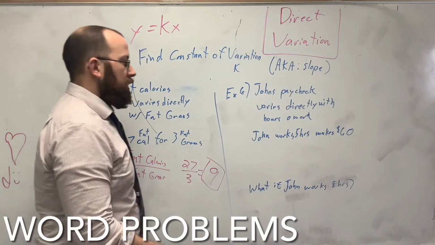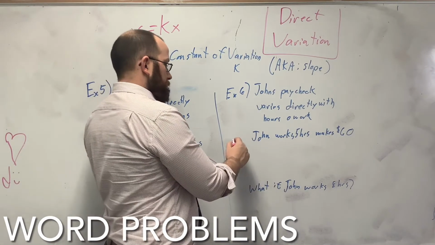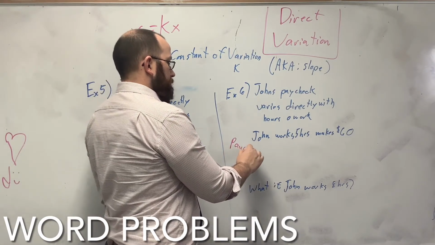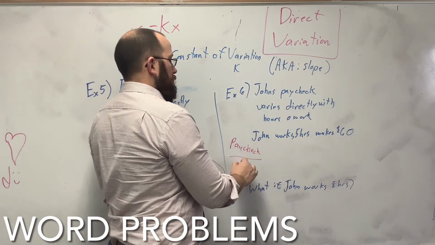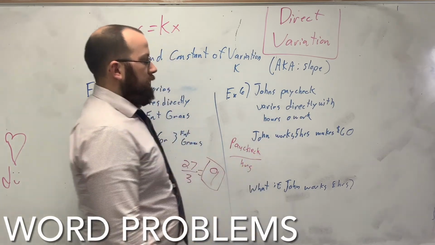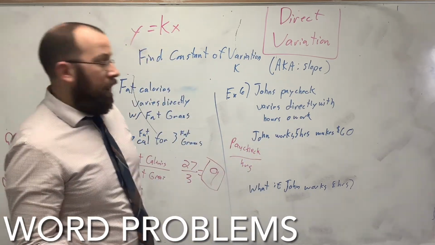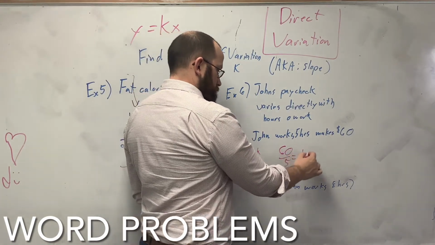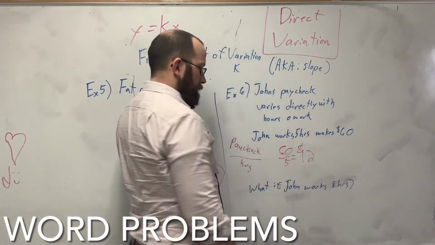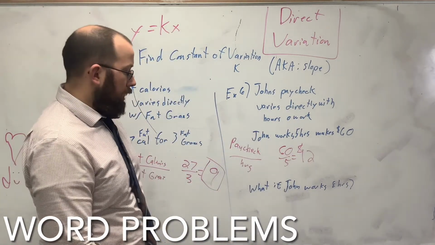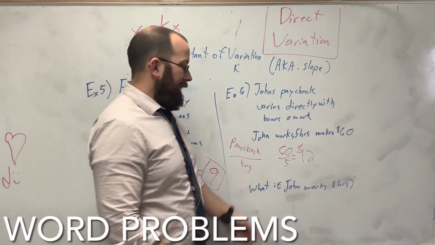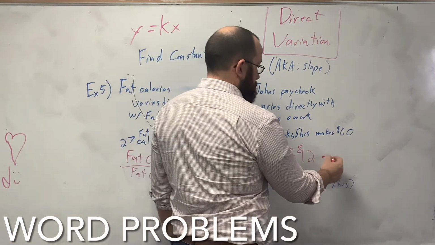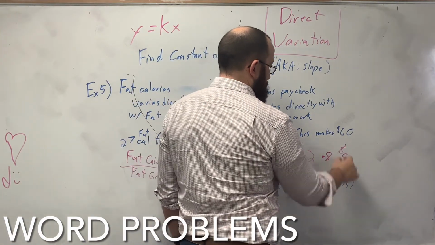So John's paycheck varies directly with his hours of work. So paycheck over hours. John works 5 hours, makes $60. So he makes $12 per hour. All right, but what if John works 8 hours? He'll make $96.